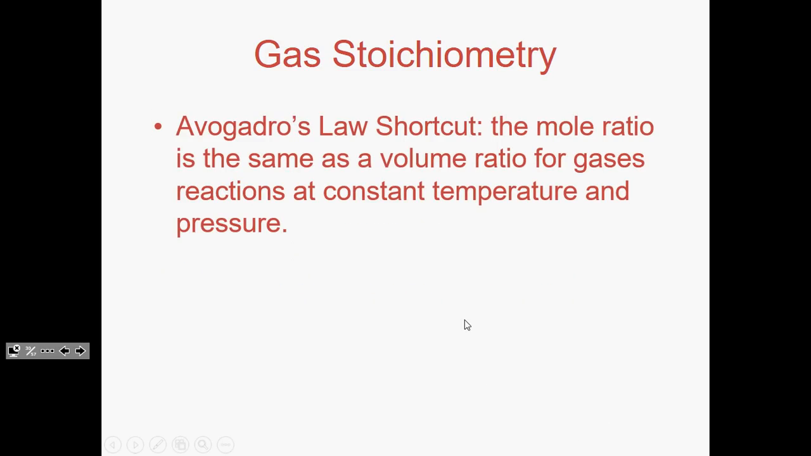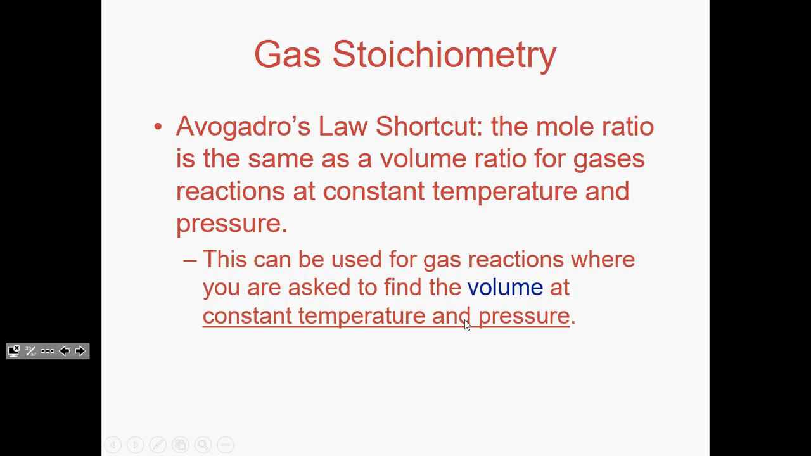Now, one thing about gas stoichiometry is sometimes it's actually much faster than you think it is. There's this thing called the Avogadro's law shortcut. And what we're really going to do is use the mole ratio as a volume ratio. So if you're ever asked for a gas reaction where you're asked to find the volume at a constant temperature and pressure, that's really the key to this situation.